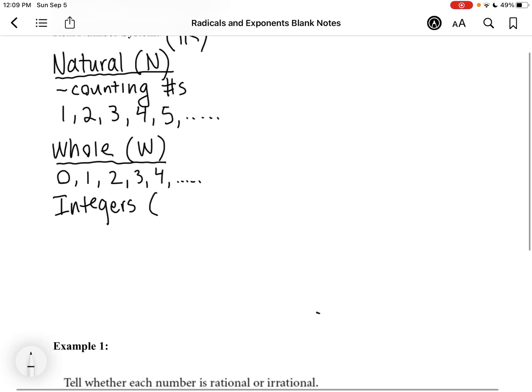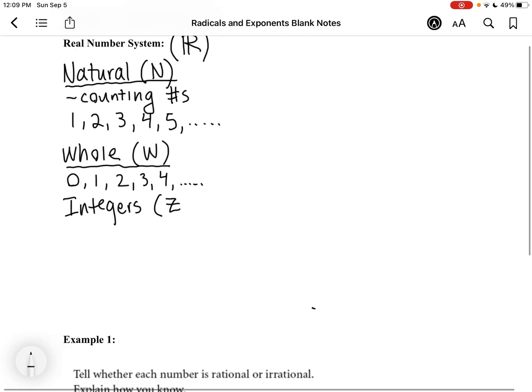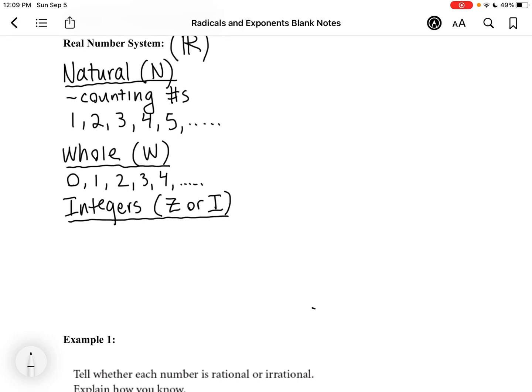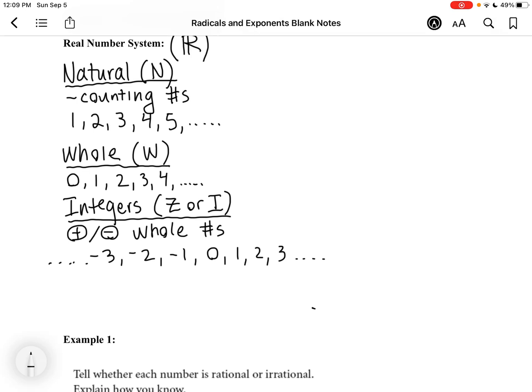All right. So the next set is the integers. And we can use the letter Z. That's sort of the technical one, but you could also use the letter I to abbreviate the integers. And integers are positive and negative whole numbers. So take all of the whole numbers, we take the positive ones, but we can also make the positive ones negative. So like -3, -2, -1, 0, 1, 2, 3, and then it continues in both directions.